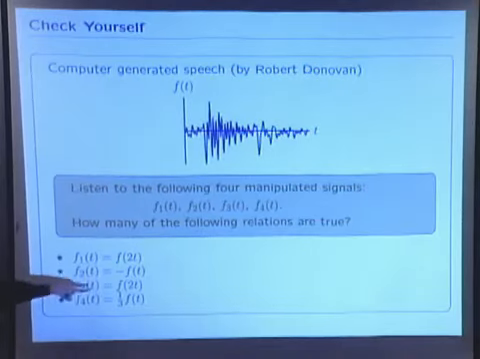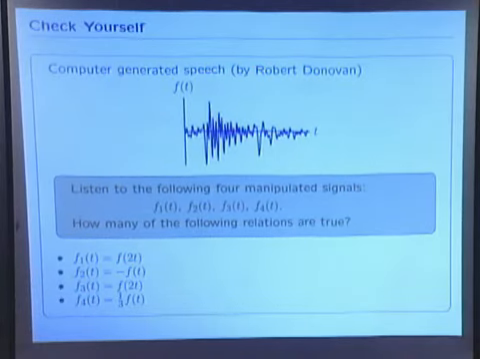Okay, remember that answer. Is the following sound f of 2t? And finally, is the following signal 1/3 of f of t?